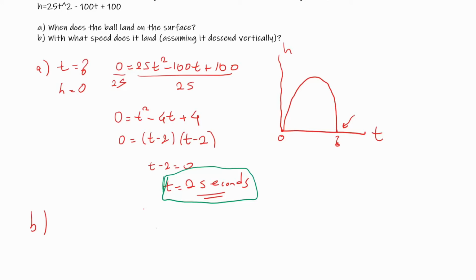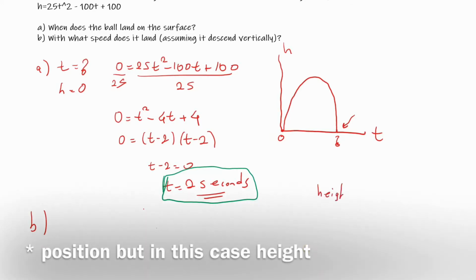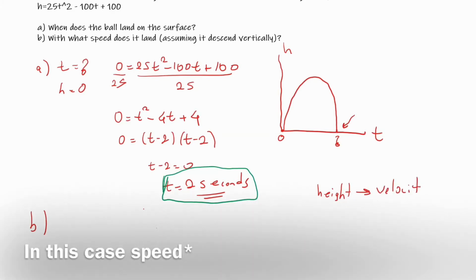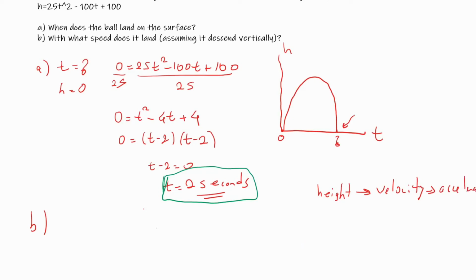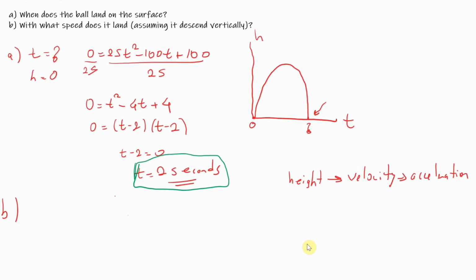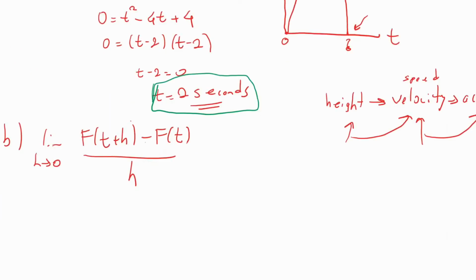From physics, it's easier to understand, but we have this relation where height, velocity, and acceleration have a relation with each other. Change in height equals velocity. Any change in velocity equals acceleration. In this case, if velocity doesn't have a direction, because this is not a physics course, this is speed. So change in height is going to equal speed. Therefore I'm going to use the instantaneous rate of change in this case. My limit as h approaches 0 of f(t plus h) minus f(t) over h is going to be my formula. Since the t I'm trying to find is at 2 seconds, this is the position where I'm trying to find the rate of change, when it lands on the surface.